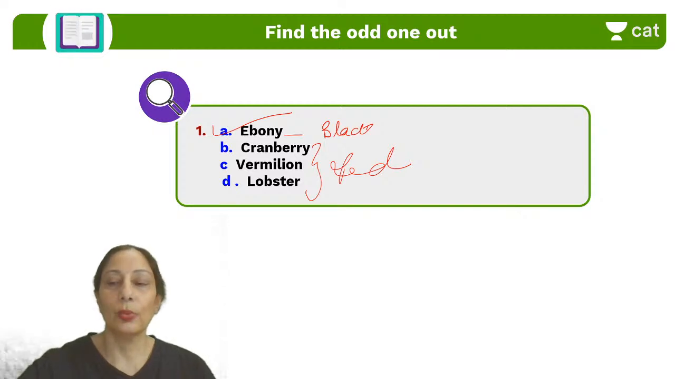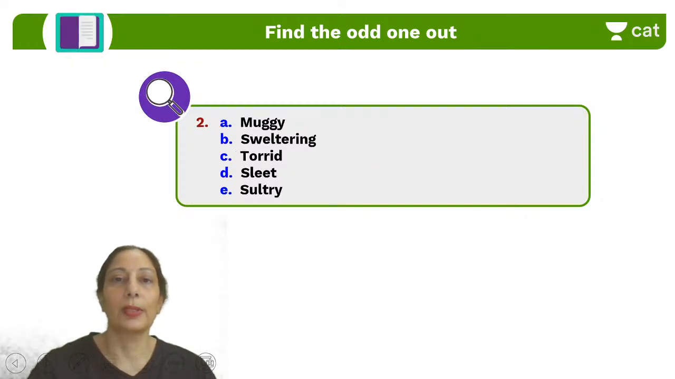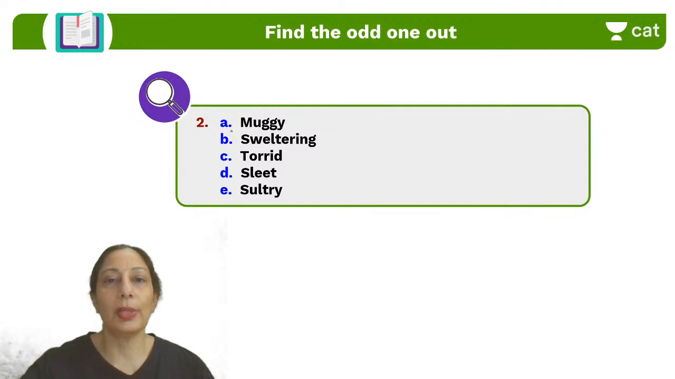Okay. So we'll go to the next one, odd man out. Muggy, sweltering, torrid, sleet, sultry. What do you think is the odd man there? Muggy, sweltering, torrid, sleet, sultry.